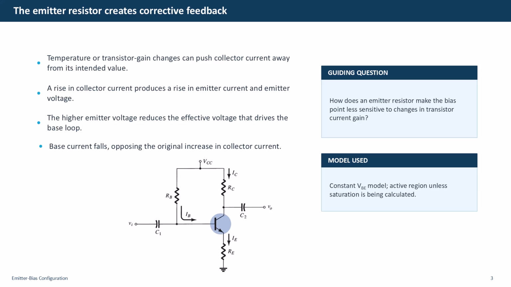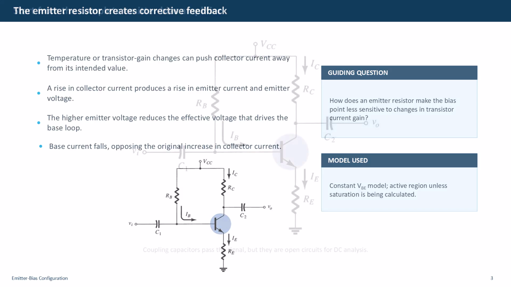This is negative feedback. It does not make the operating point completely independent of transistor gain, but it reduces sensitivity. The guiding question for the lesson is therefore causal. How does the emitter resistor translate a current change into a voltage change that acts back on the base loop?